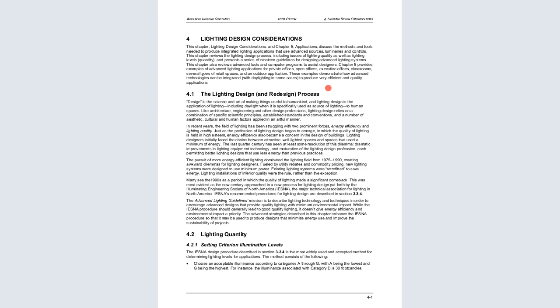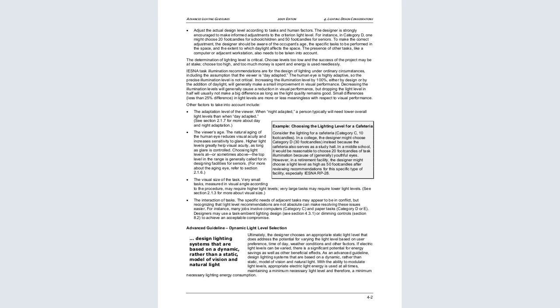So, lighting quantity: setting the criteria. This is the most widely used and accepted method of determining the light levels in an application. This method consists of the following: choosing an acceptable illuminance according to the categories, with A being the lowest and G being the highest, the illuminance associated with the categories, and then adjusting the actual design level according to the task and human factors.